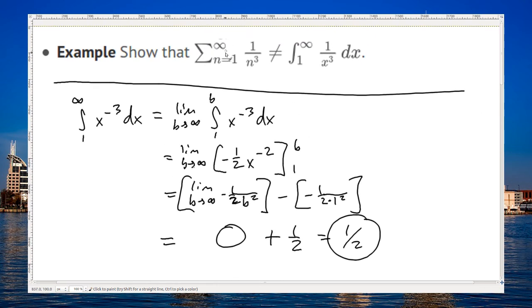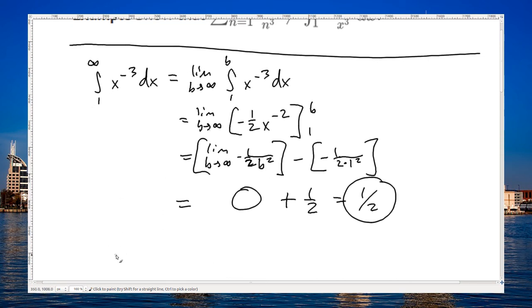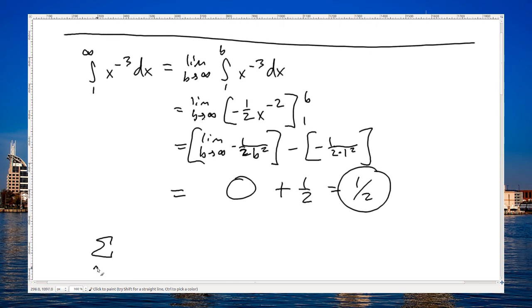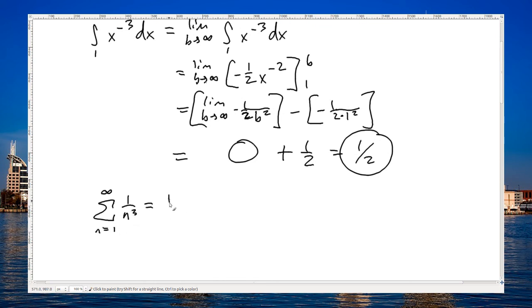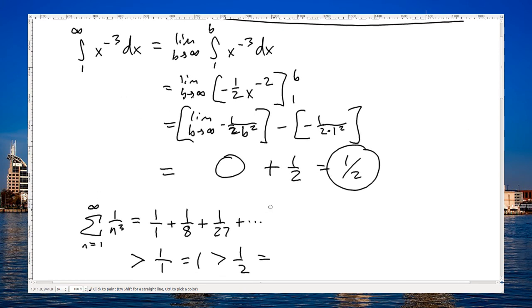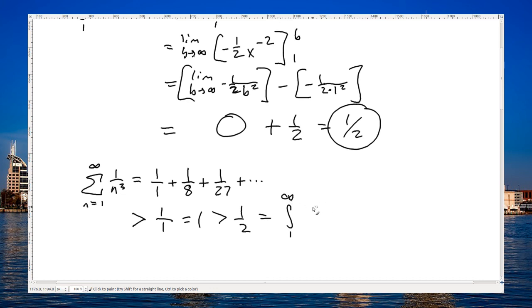What about the series? The sum from n equals 1 to infinity of 1 over n cubed. Let's just start writing out terms. That's going to be 1 over 1 plus 1 over 2 cubed, which is 8, plus 1 over 3 cubed, which is 27. I don't want to do any more than that, because all I want to point out is that the first term, 1 over 1, which is 1, is bigger than 1/2. And 1/2 is the value of the integral from 1 to infinity of 1 over x cubed dx.